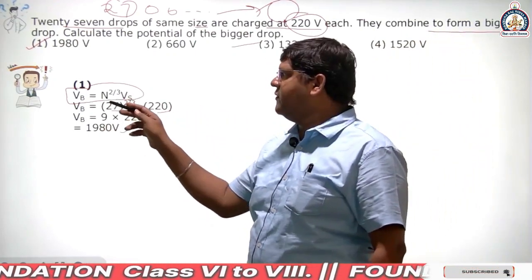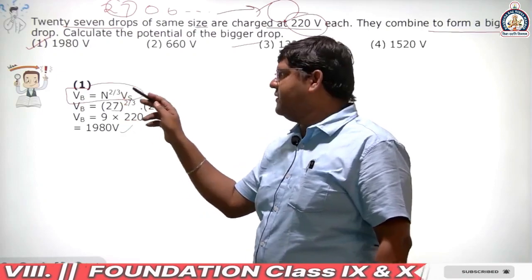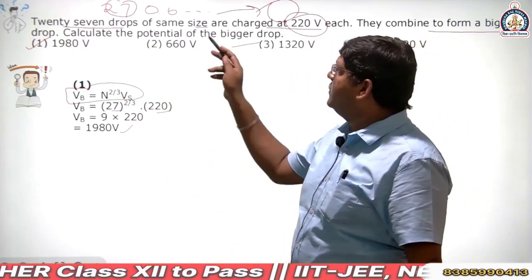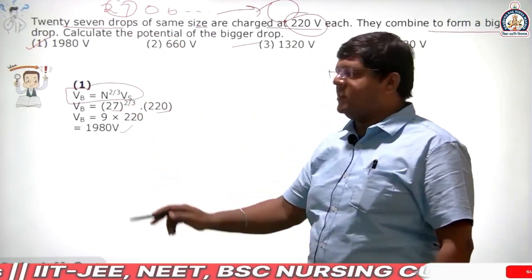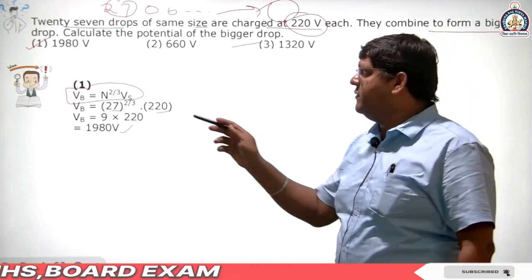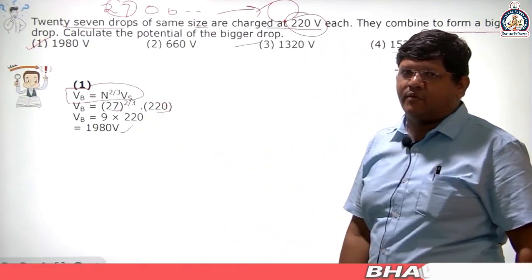Potential of bigger drop is equal to n raised to power 2 by 3 into Vs. Vs means potential of smaller drop. According to the question, n is 27, so we have put in the value. In this type of numerical, you will get the values that will be simply solved by this exponent term.